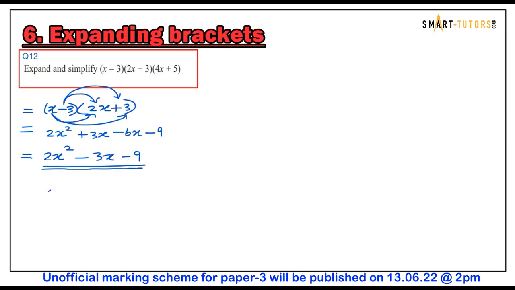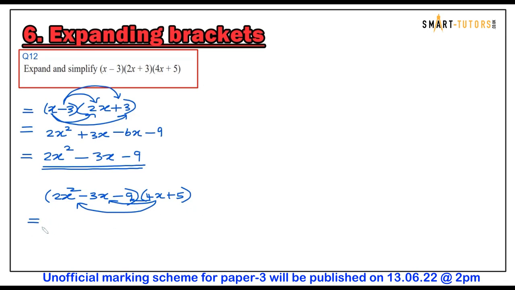Now what we are going to do is take the first two brackets' answer, 2x squared minus 3x minus 9, and multiply it by 4x plus 5. Now we are going to multiply 4x by the 2x squared minus 3x, and 4x times minus 9.